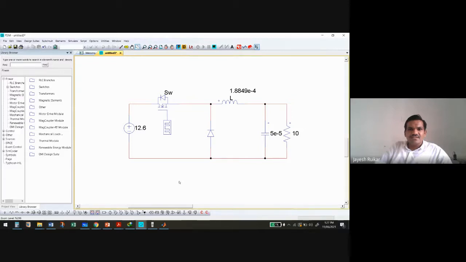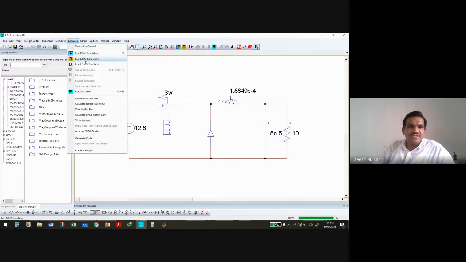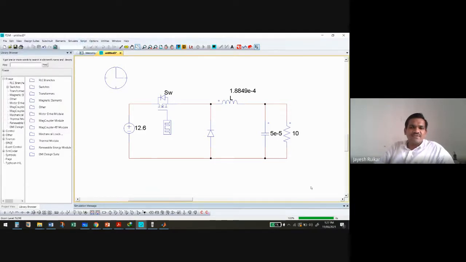Then we will run this simulation. Now this completes. This is the run icon. We'll require a simulation control, so take one. Then the time step is like 9.92. You can change it or keep it like this. We'll make the time step 1, and then rerun this simulation.